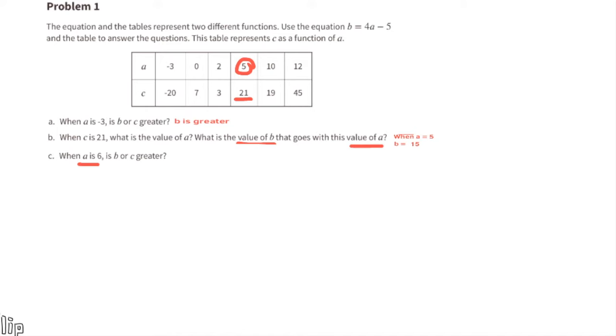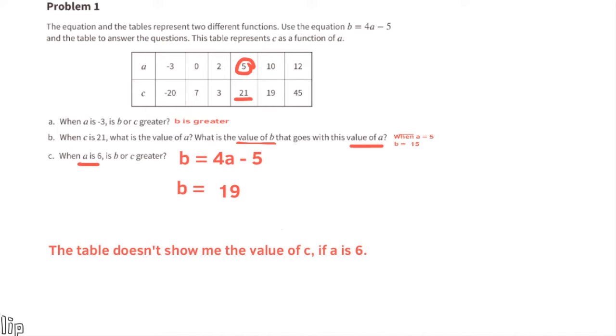C. When a is 6, is b or c greater? Again, let's start with the original equation, b equals 4a minus 5, and substitute the a with a 6. The equation now reads b equals 4 times 6 minus 5. Since 4 times 6 is 24, the equation reads b equals 24 minus 5. And 24 minus 5 is 19. So in this case, b equals 19. Look at the table. The table doesn't show me the value of c if a is 6. Therefore, I can't compare b and c.